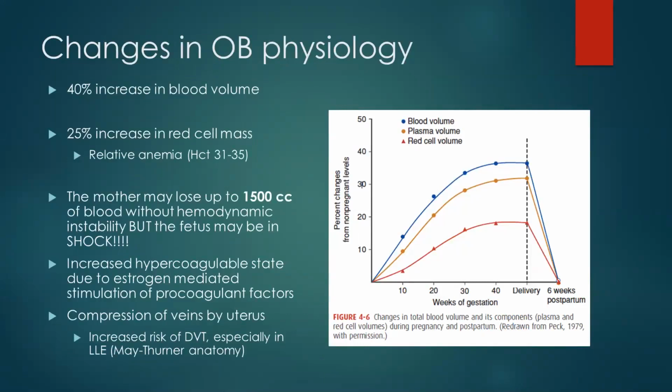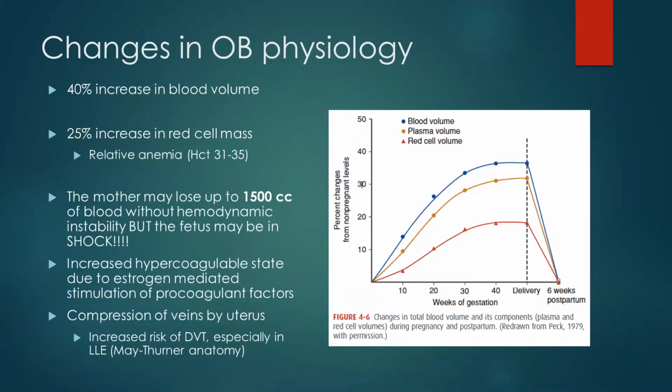But keep in mind, because of this increase in the blood volume, mom may lose up to 1,500 cc's of blood and still be hemodynamically stable. However, the fetus may be in shock. And there are also some hypercoagulable changes in the pregnant patient because estrogen stimulates procoagulant factors in the liver.